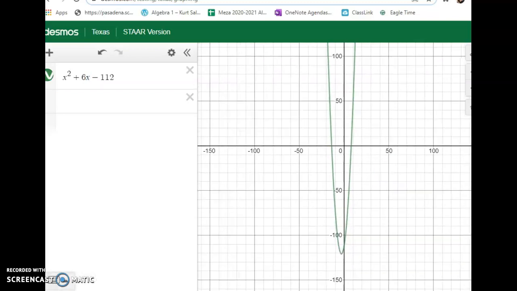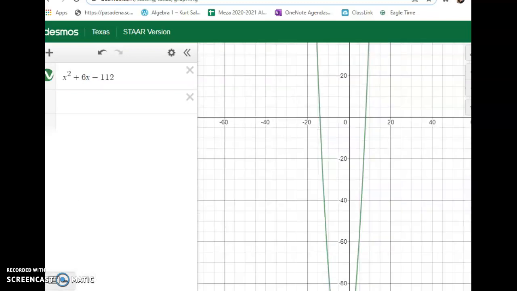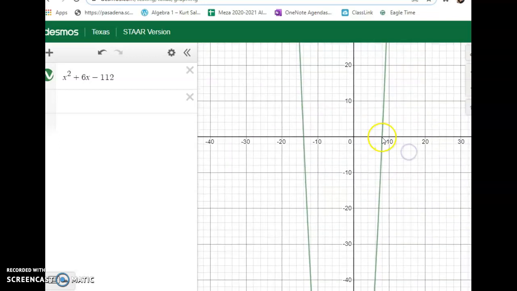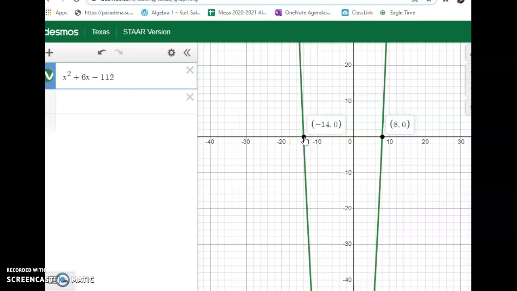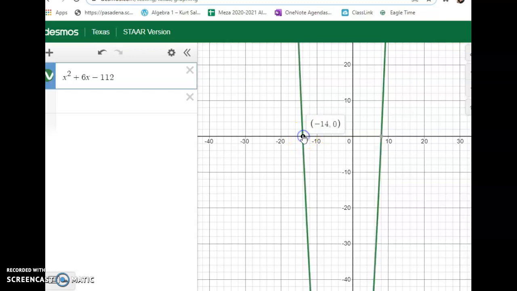Let's zoom in because I want to see when it equals 0. So I have 2, right? Those are my solutions. I have negative 14 and I have a positive 8. Now just know that when we're talking about distance, we cannot have negative distances. So it's always going to be the positive one.